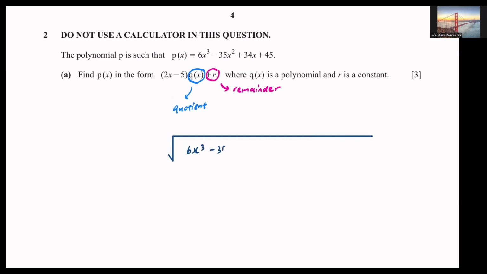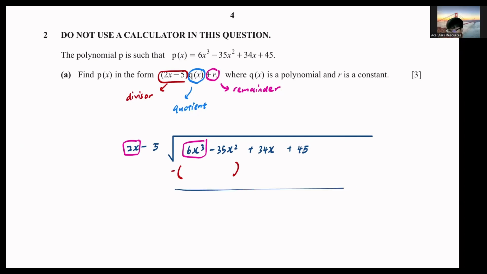Put the whole long polynomial, 6x cubed minus 35x squared plus 34x plus 45, inside, and the 2x minus 5 is your divisor, the thing you put outside. Whenever you do long division, you want to refer to the leading terms and see how to make them 0, because every time you do long division it starts with a subtraction. So 2x and 6x cubed: what do you need to put on top in order to get 0?